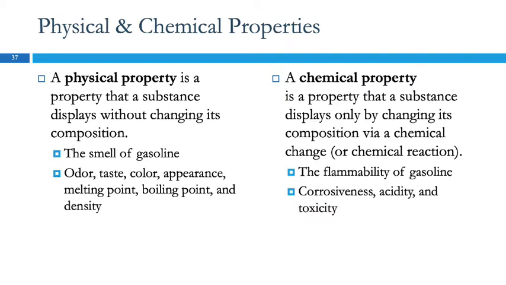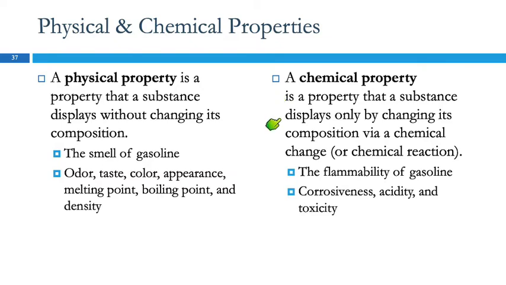right? Now, if I light the gasoline on fire and burn it, that is also a property of gasoline. It's flammable. But demonstrating that property causes the gasoline to be destroyed. A physical property does not involve changing the substance. So the odor of something, its taste, its color, its appearance, melting point, boiling point, density, all of those can be displayed or observed without changing the substance.